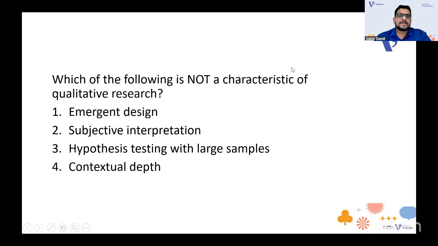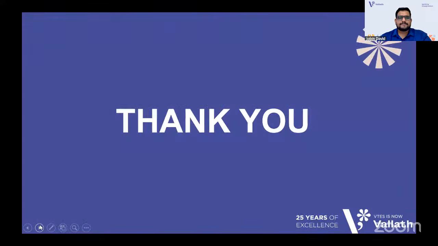Which of the following is not a characteristic of qualitative research? Next question. Emergent design, subjective interpretation, hypothesis testing with large samples, contextual depth. Which is not a characteristic of qualitative research? Obviously, subjective interpretation is there, contextual depth is there, emergent design is also there. Obviously, hypothesis testing with large samples is not there with qualitative research. That's the answer.